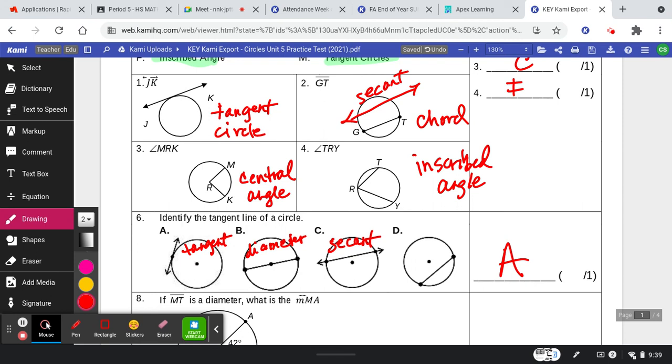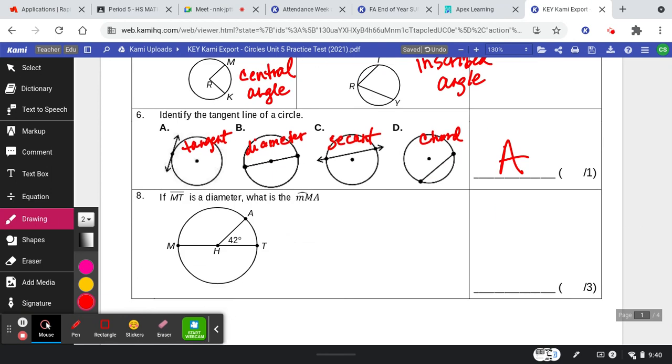And then how about D, in case that's the one they asked me about? You guys know what that one's called? That one's a chord. Okay, so if this one said, identify the chord on your version of your test, you would have picked D. If it said identify the secant, you would pick C. If it said identify the diameter, you would pick B. Does that make sense now, how it's still a vocab question?